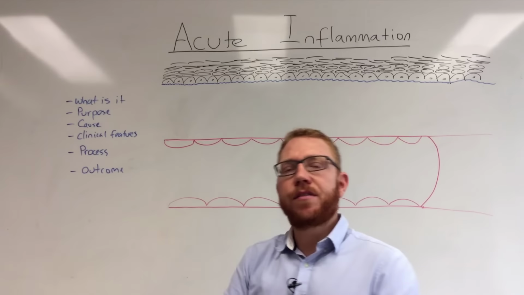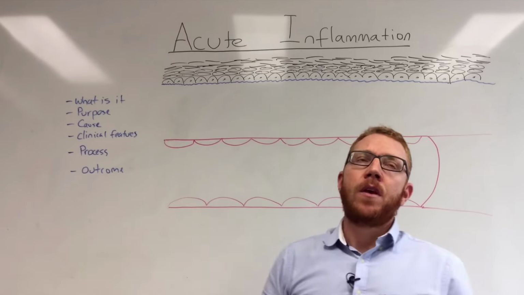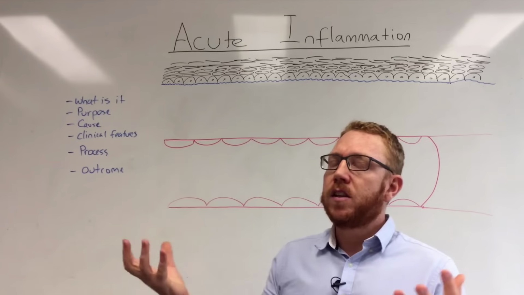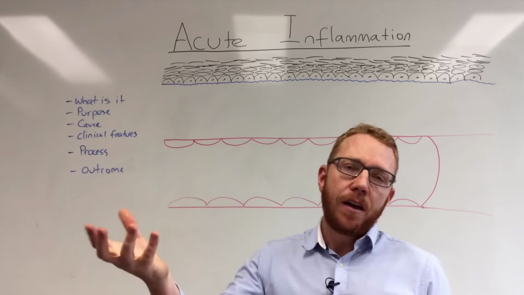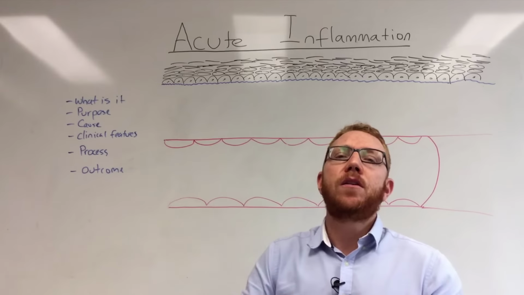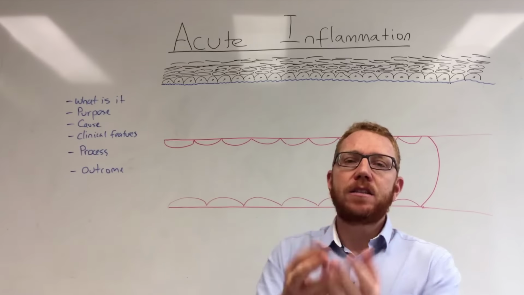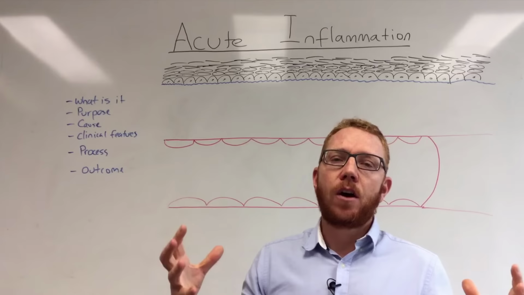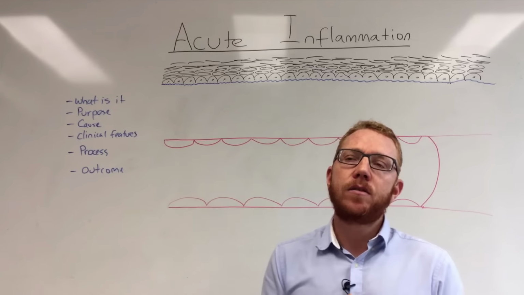Whereas the systemic effects, this is whole body. So some good examples, and these are the ones you should know. Fever, you have an acute plasma protein release from the liver. Leukocytosis, so an increase in white blood cells in your blood.